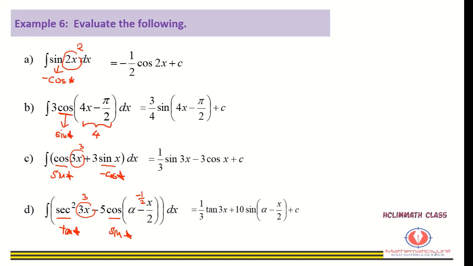This one you will get because you're going to have the minus 5 sine alpha minus x over 2 divided by minus 1 over 2. If you simplify the minus 5 divided by minus 1 over 2, you will get the value here.